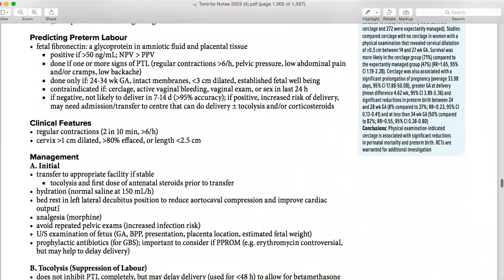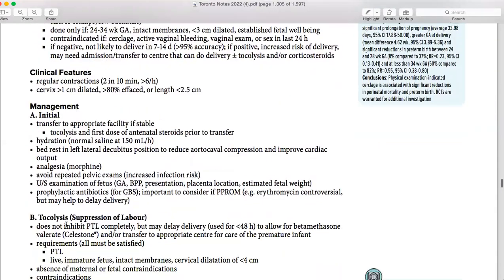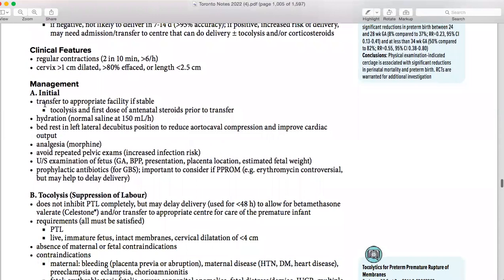Then how do you manage it? You have to remember this. That's why you need to know what comes first: transfer. A lot of questions come in the clinic, and what you do is transfer to the ER. Then what you are going to do is tocolysis.